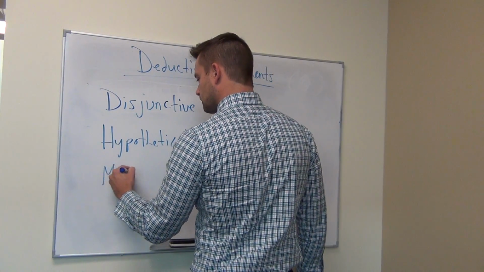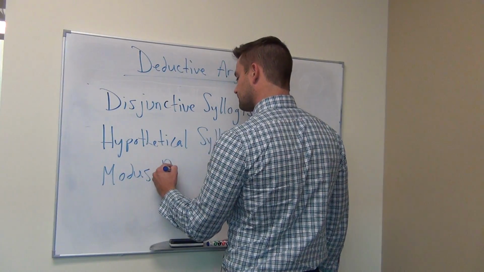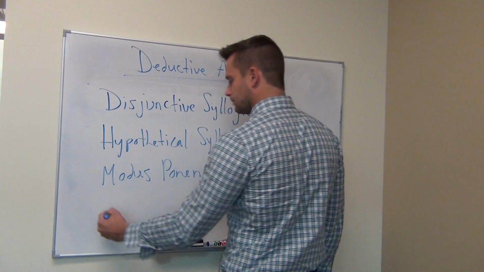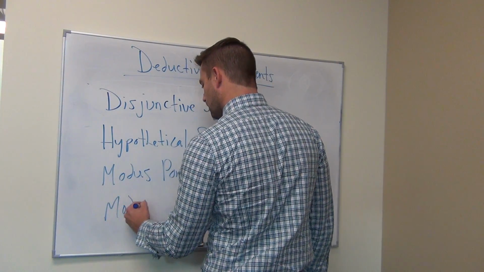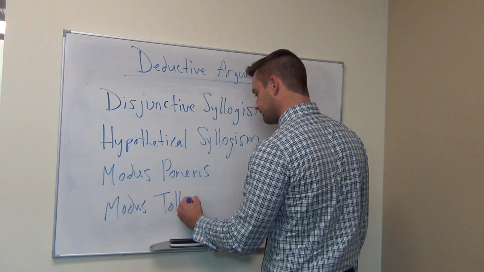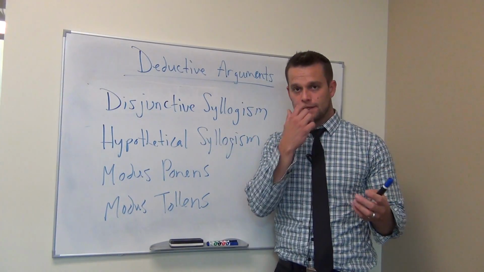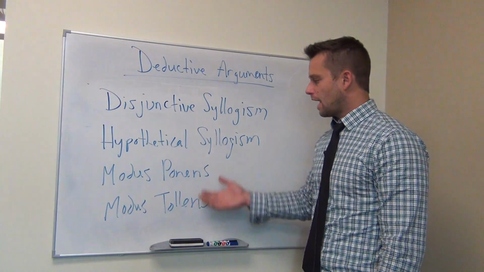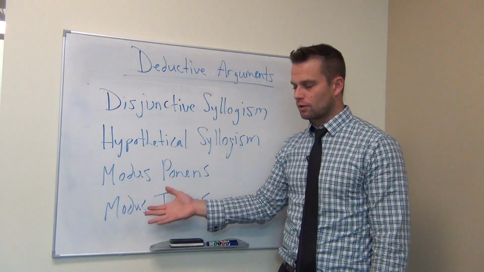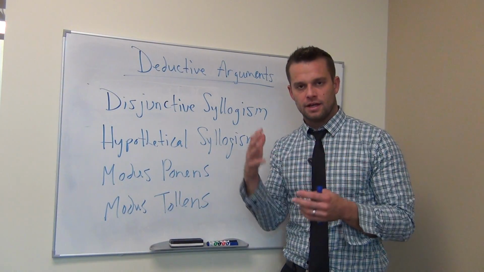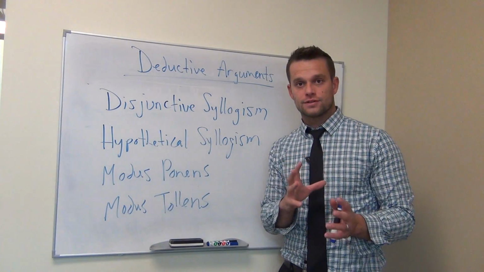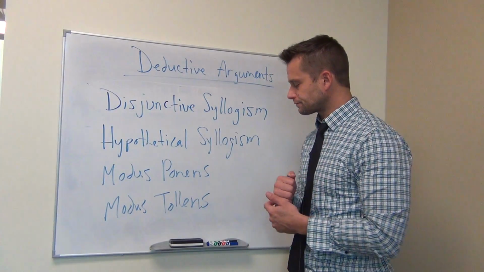modus ponens, way of affirmation, and modus tollens, way of negation. And so you can watch the previous 2 videos, this one and the one before it, and just familiarize yourself with these valid forms and try to begin to identify these valid forms from their closely related invalid forms.